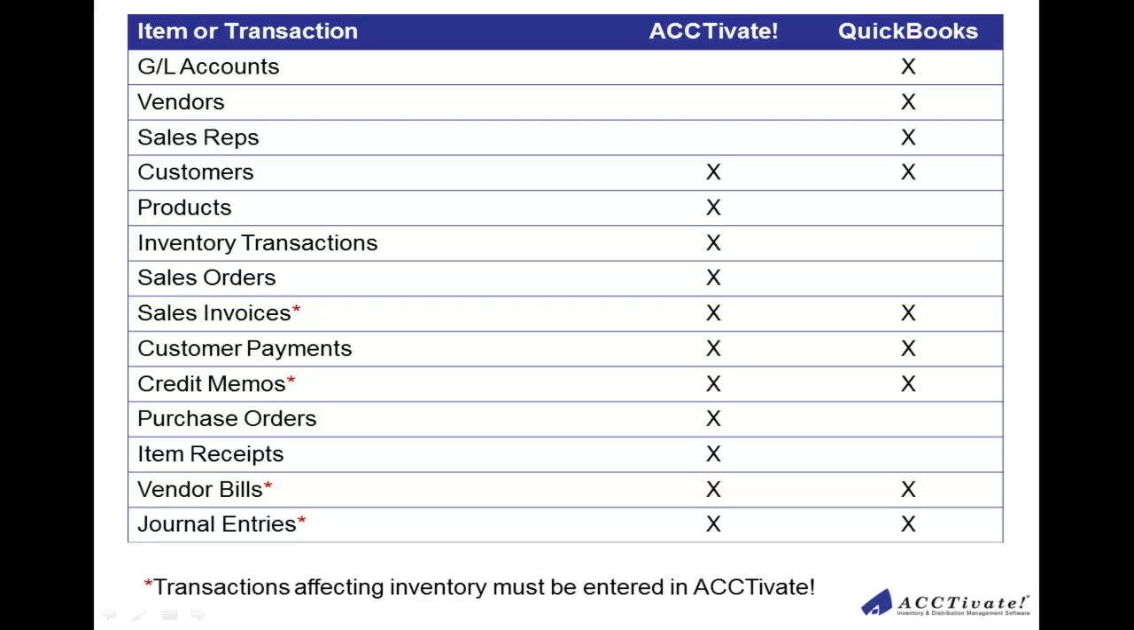And toward the very bottom, we also have journal entries. I did want to throw that up there. We can talk about that a little bit as a follow-up. ACCTivate does generate new journal entries, but of course QuickBooks is used for doing closing journal entries from your accountant, or any of your bookkeeper's entries will always be entered in QuickBooks.